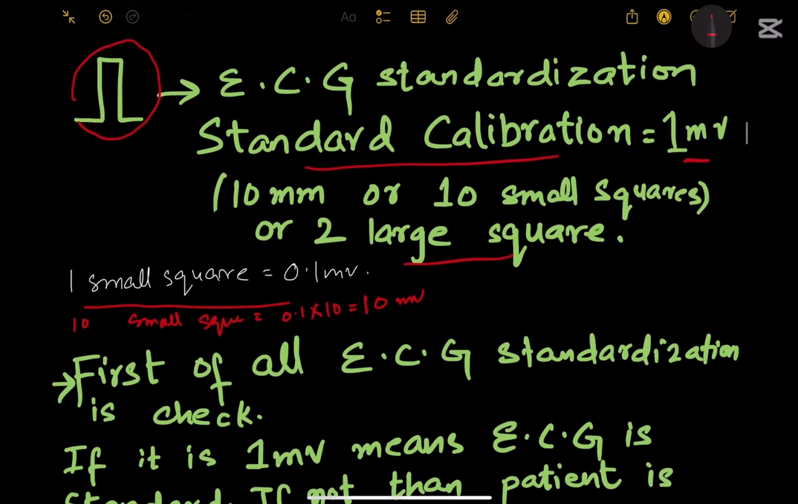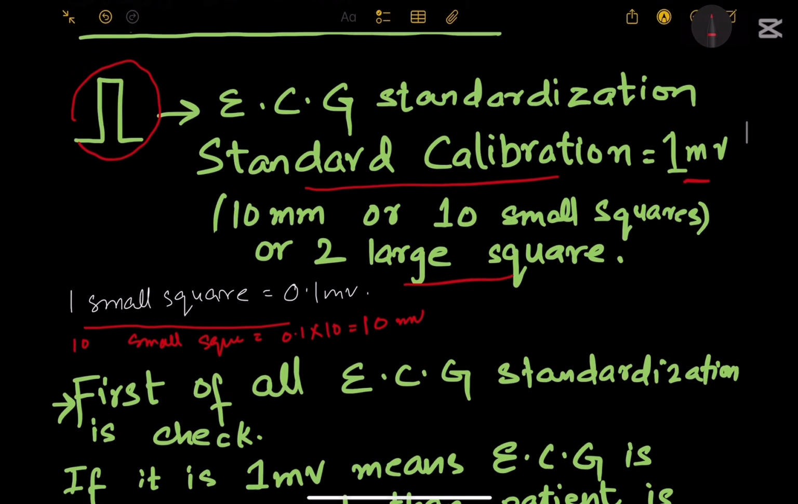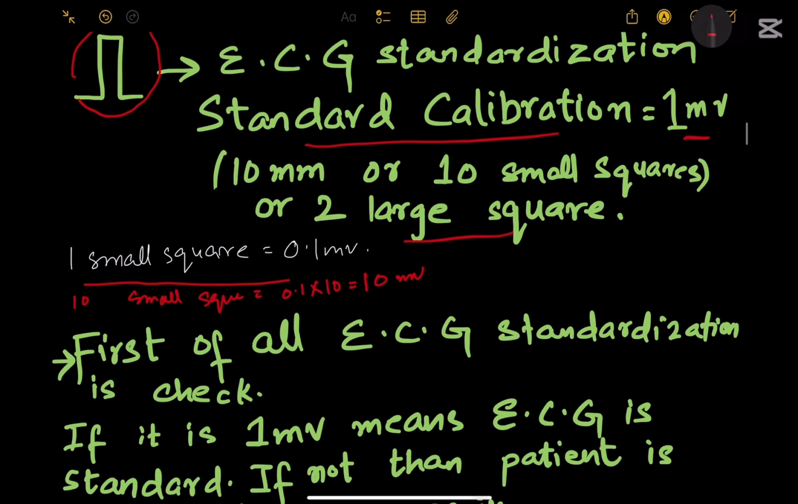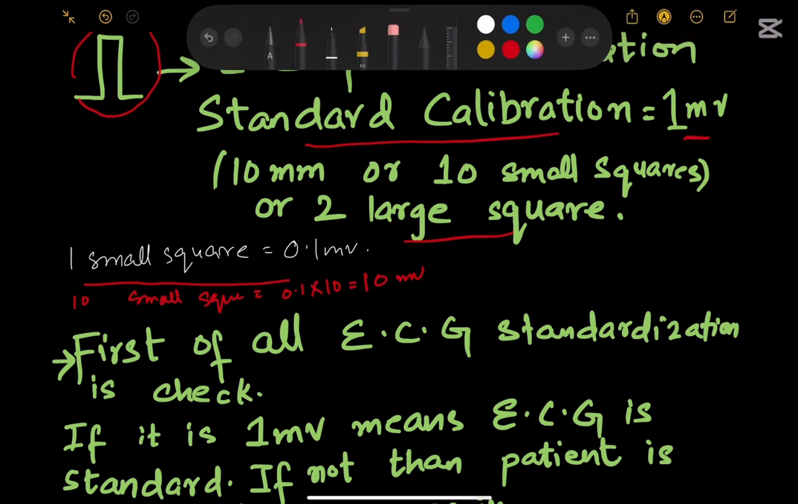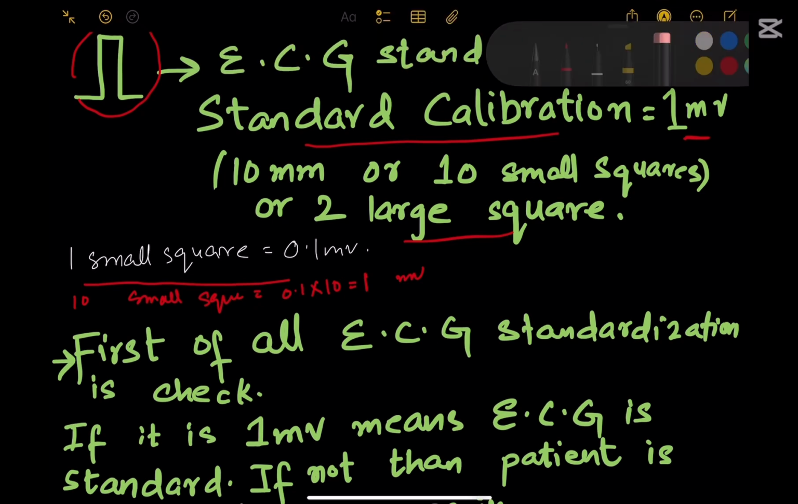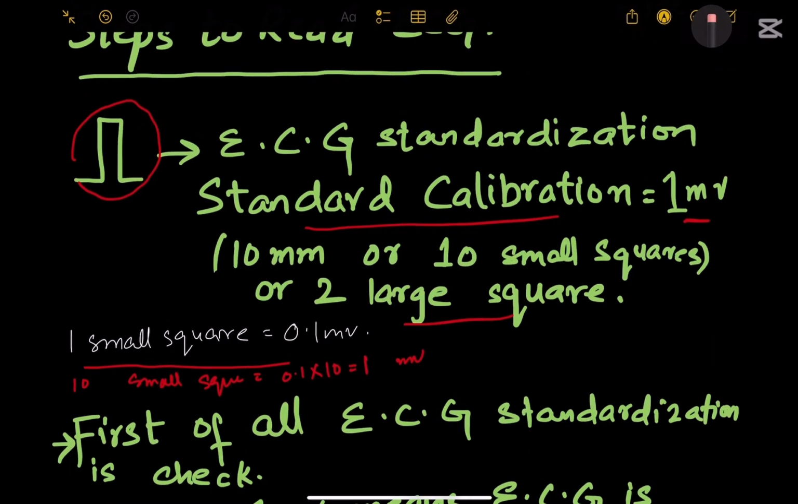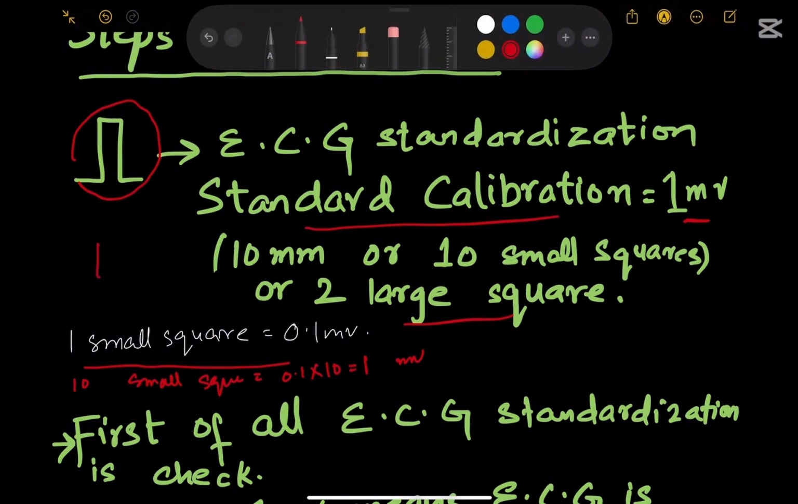Okay, 10 small squares, 0.1 multiplied by 10, so it is equal to 1 millivolt. So this is the ECG standardization. This is present on the ECG paper. For example, this is the ECG paper and these are the blocks. So this will be present like this, and this is used in ECG as a standard, and this is equal to 1 millivolt, that is 10 small squares or 2 large squares.